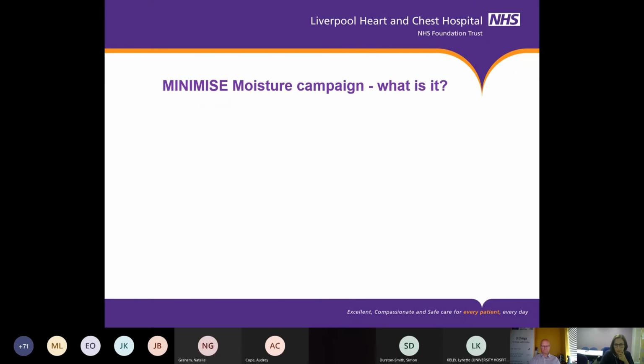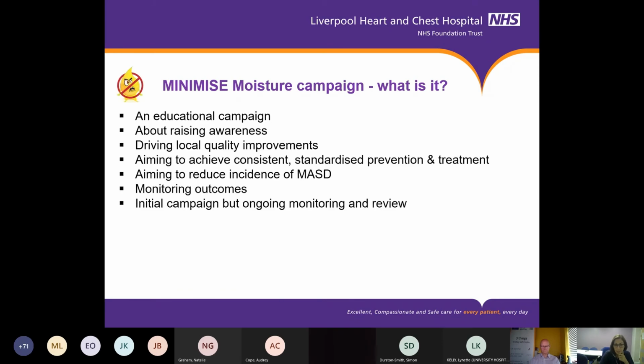So the Minimise Moisture campaign, what is it? It was primarily, I'll explain that little chap in the top left corner. I say chap, I don't know what gender he is, but looks angry, doesn't he? So it's largely an educational campaign, and initially it was really just aimed at raising staff's awareness. We hadn't really concentrated much in terms of training and education around moisture damage. So it was something that rested on the TVN's shoulders to assess and offer advice. So it was about raising awareness and getting a bit of ownership.